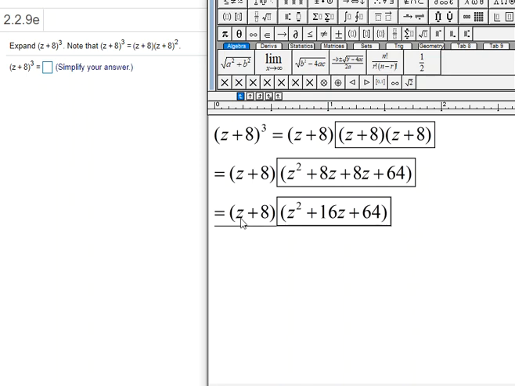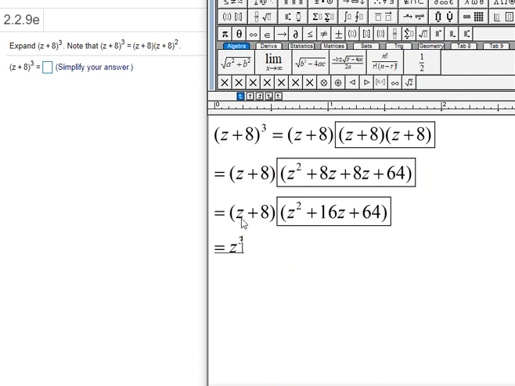So we're going to take the z plus 8 on the outside here, the third one, and multiply it into the trinomial, the 3 terms that I got from the first part of the product. Beginning with z, we're going to multiply by all 3 of these pieces. First of all, z times z squared. Z power 1, z power 2, so add the powers. That's going to give me z to the power 3. Z times z squared is z cubed.